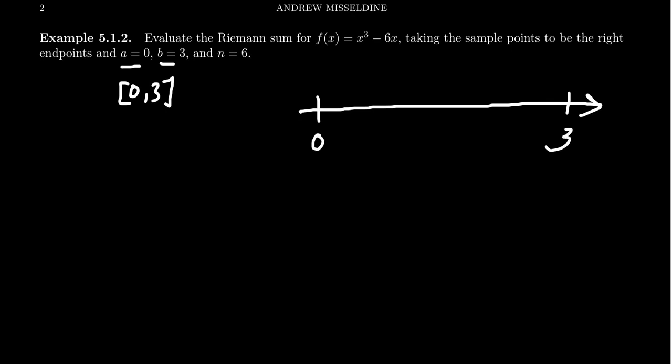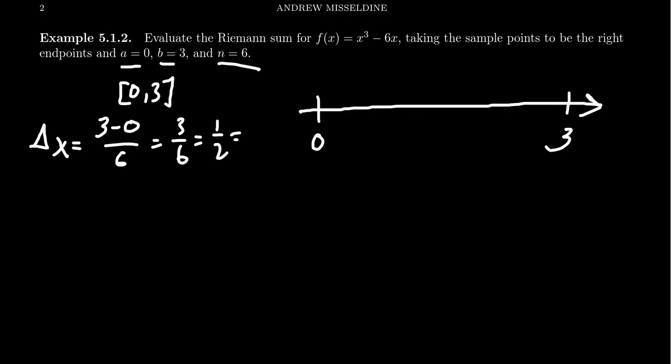And we're going to have 6 subdivisions. We're going to break up this line into 6 pieces. So let's first calculate my delta x. Delta x is going to equal 3 minus 0 all over 6, which gives us 3/6, which is 1/2, or if you prefer a decimal, 0.5.